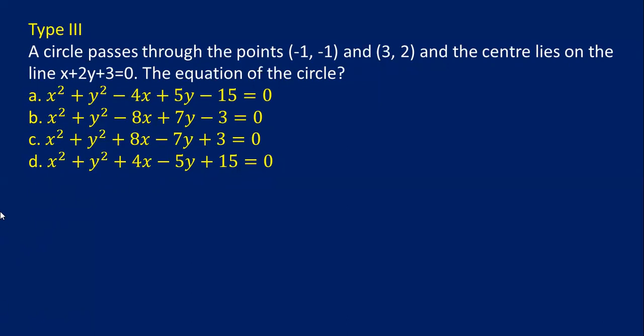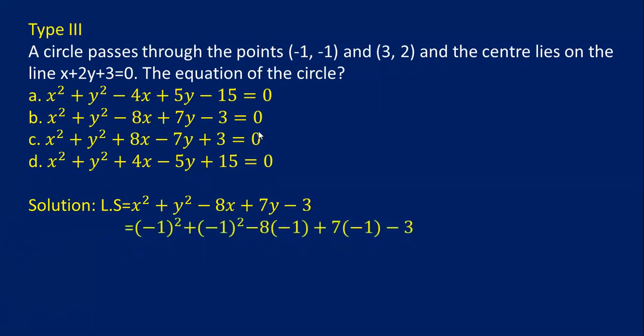Now we'll test the options. Here if we use x = -1 and y = -1, we'll take the equation x² + y² - 8x + 7y - 3. Now we'll put in the values of x and y: (-1)² + (-1)² - 8(-1) + 7(-1) - 3. Then you'll get 1 + 1 + 8 - 7 - 3, that is 0. So option B is correct.